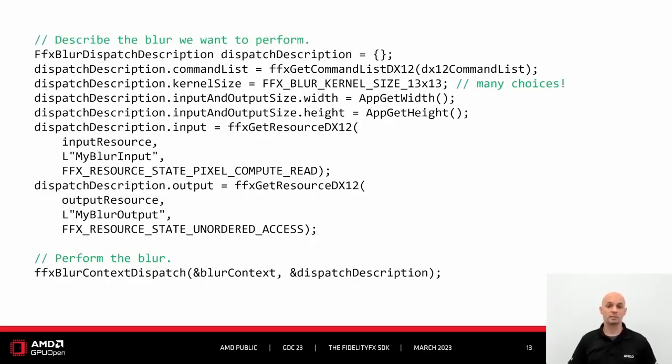Using the effect context at runtime is just as simple. We first set up a dispatch context description to tell the library the desired configuration of the effect to use. In this case, we're requesting a 13 by 13 blur kernel-based operation at application resolution. We also provide a backing command list from the application for command recording in the library. We then import our input and destination resources from the external application to bind to the GPU workload. Then it's just a matter of dispatching the context with FFX blur context dispatch.